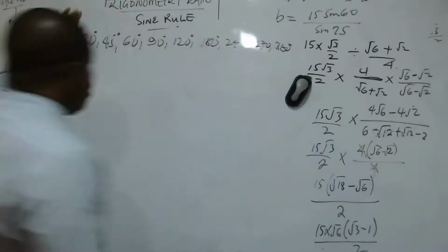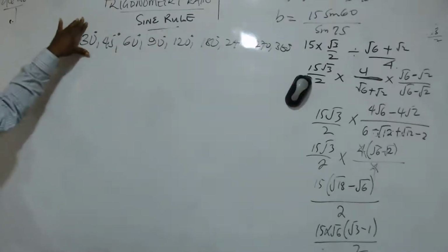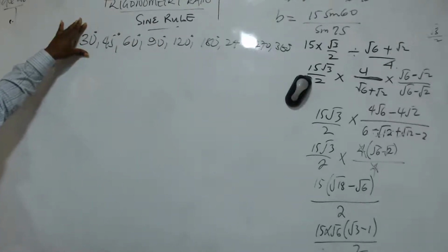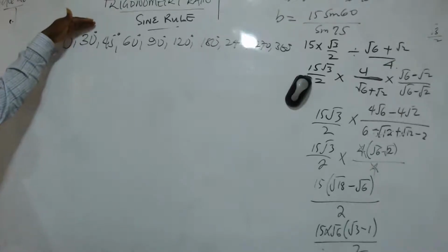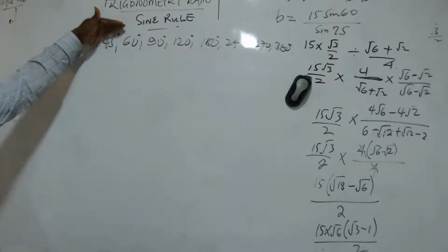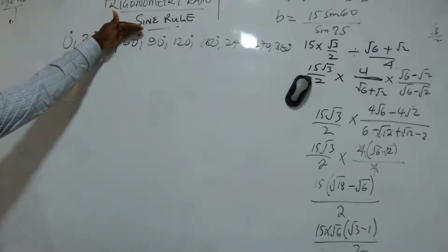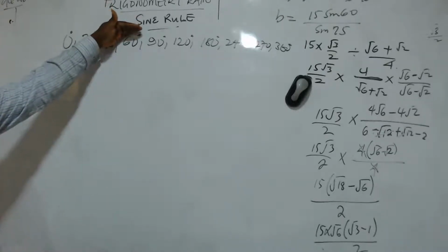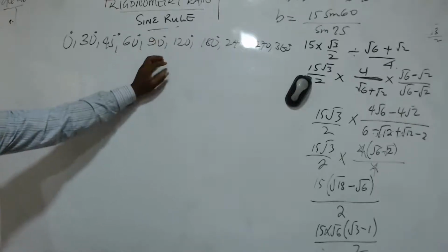Now, go back again to this. We did for this, whereby we say sin 30 is 1 over 2. Cos 30 is root 3 over 2. Tan 30 is 1 over root 3. Sin 45 is 1 over root 2. Cos 45 is 1 over root 2. Tan 45 is 1. Sin 60 is root 3 over 2. Sin 90 is 1. Cos 90 is 0. Tan 90 is infinity.